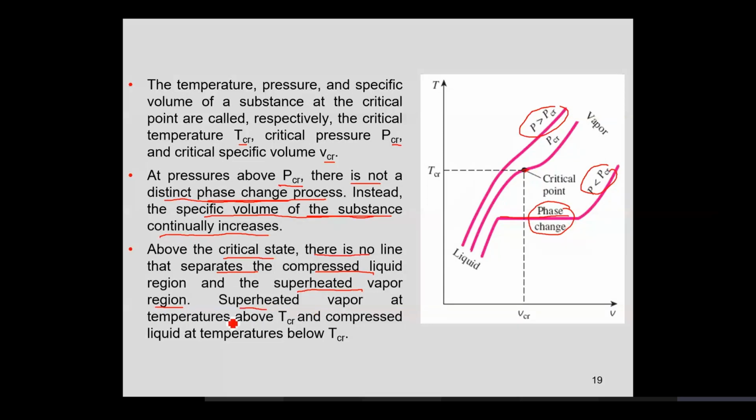Superheated vapor region is basically for temperatures above T critical, and compressed liquid for temperatures below T critical. So for this last line, up till this point, for temperatures less than this, you will have compressed liquid. For temperatures greater than this temperature, which is this line, you'll have superheated vapor phase. Clear enough?